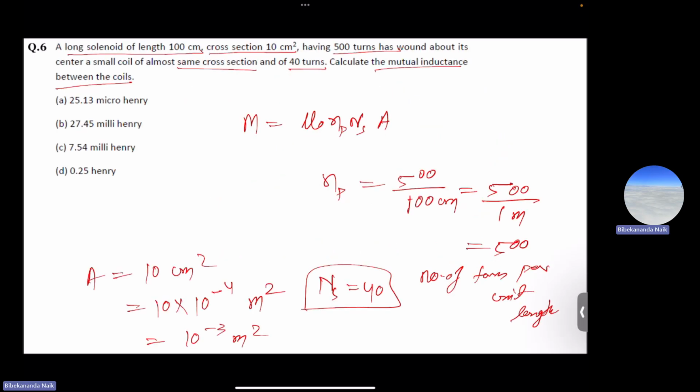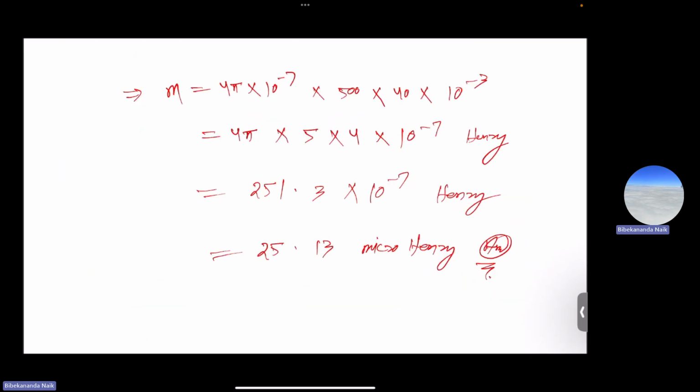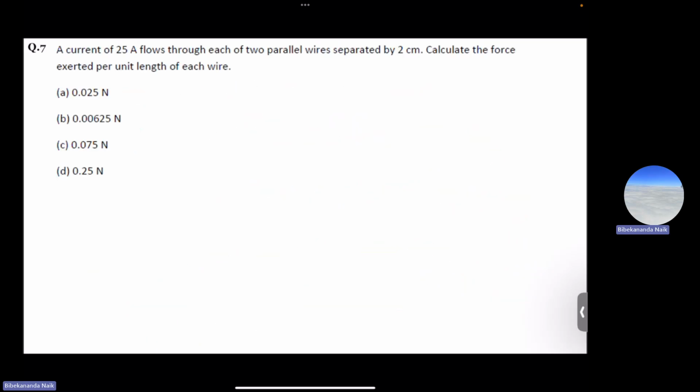So the correct answer is 25.13 microhenry, that is option A. I hope this is clear to everyone. This was a straightforward question provided you know the exact formula.